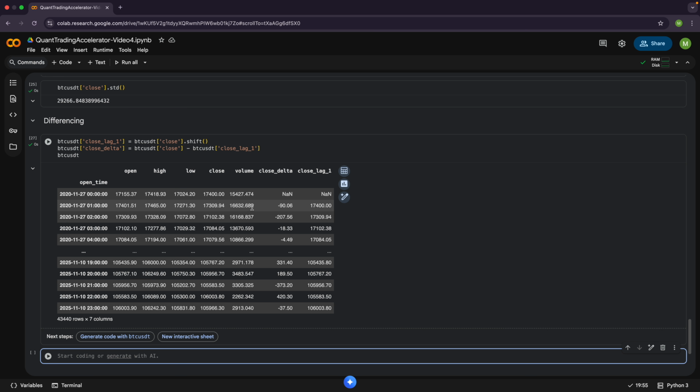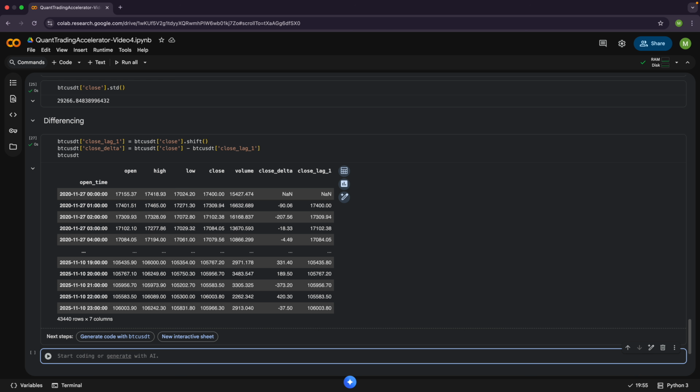interested in, rather than just the absolute price, we're more interested in the price movement, and so when we predict this, it's either going to be a negative or positive number, and you can see here, for example, this is how it does the calculation. It's close minus close lag 1, and you can see it's moved down by $90, right?